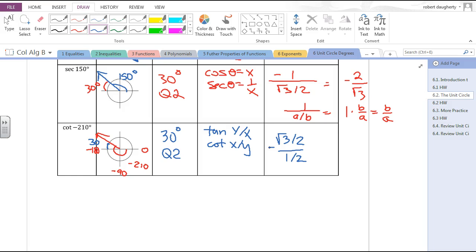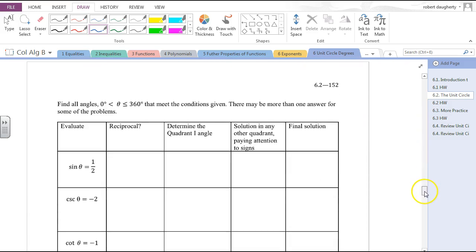So when you've got fraction over fraction, this is negative square root of 3 over 2. Dividing by 1 over 2 is the same as multiplying by 2 over 1. So the 2s cancel, and this is just negative square root of 3. That is the answer. Again, what we're doing different today is the reciprocal functions. Everything we did yesterday was sine, cosine, tangent. Now we've added reciprocal functions to the mix.